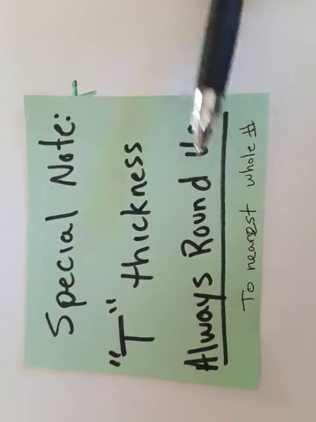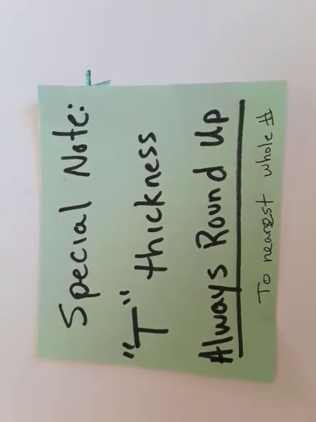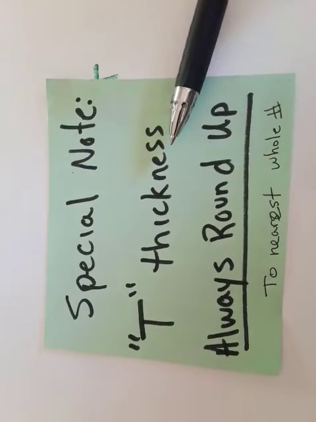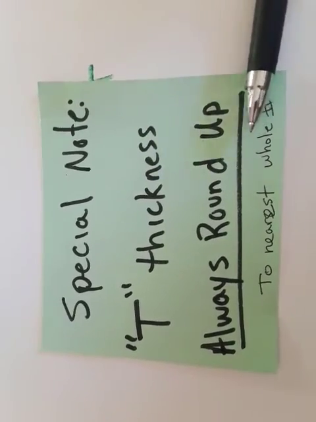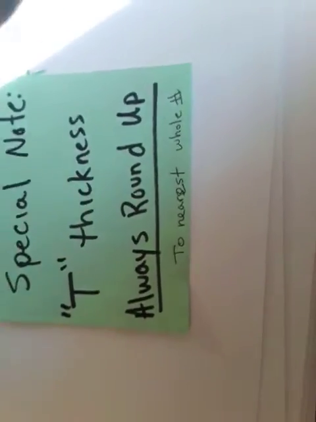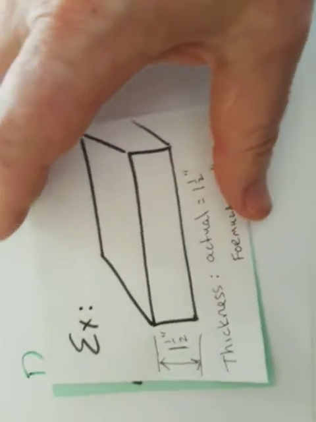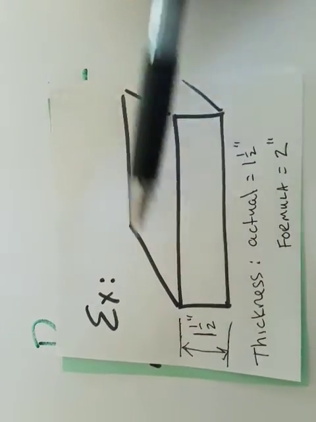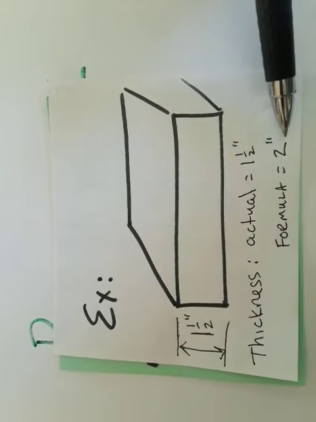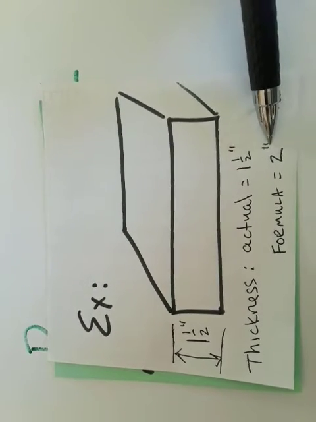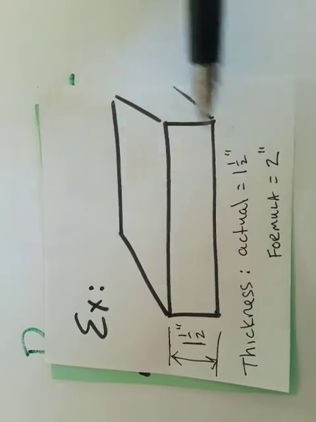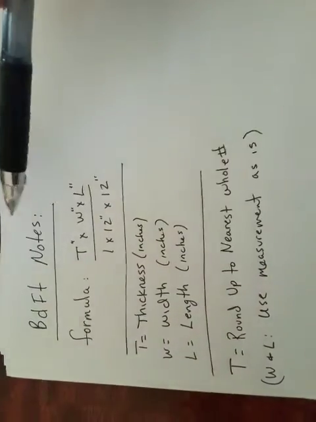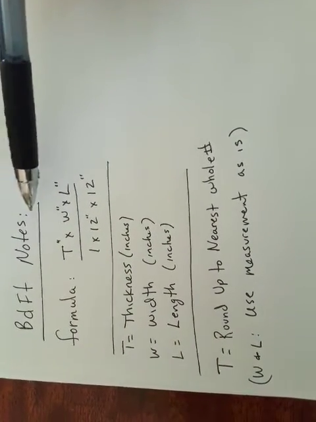So even though we would work with material less than 1 inch, we still need to have our thickness as a whole number, to the nearest whole number. For instance, here's an example. If I had a board that has 1.5 inches in thickness, I would round up to a 2-inch thickness in my formula. If we take a look at the notes I have here, let's just summarize what we talked about so far.